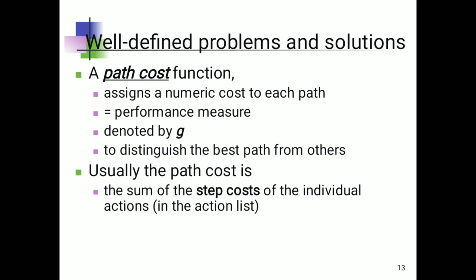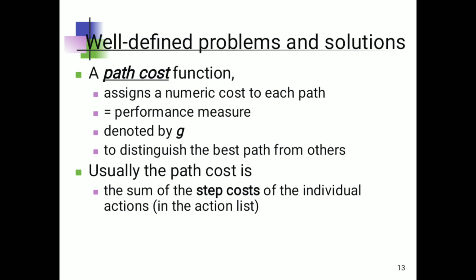Then a path cost function. Now what is a path cost function? It assigns a numeric cost to each path. It is equal to the performance measure and generally it is denoted by G. It distinguishes the best path from others. Now what is the meaning of this? Suppose I want to travel from A to B, and there are n number of possible ways, then I'll calculate the cost of one way, then the second way, then the third way, and the path which costs the least. If we talk about the traveling time, then the path which costs the least traveling time becomes my path cost function.